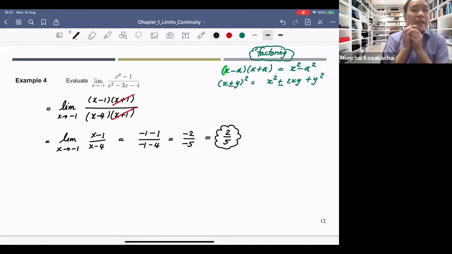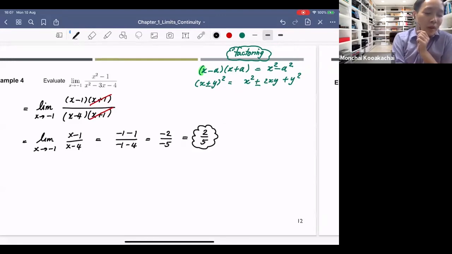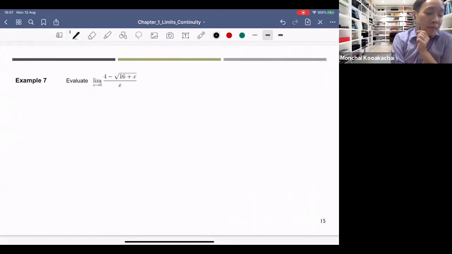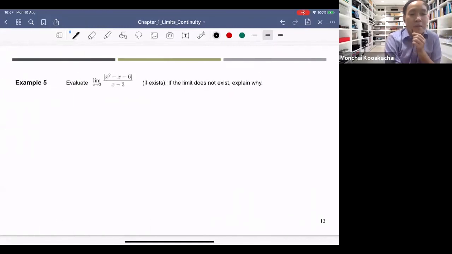All right, so example 5. We could do maybe 1 or 2 more examples, then we're gonna stop. Let's do maybe just 1 for example 5.